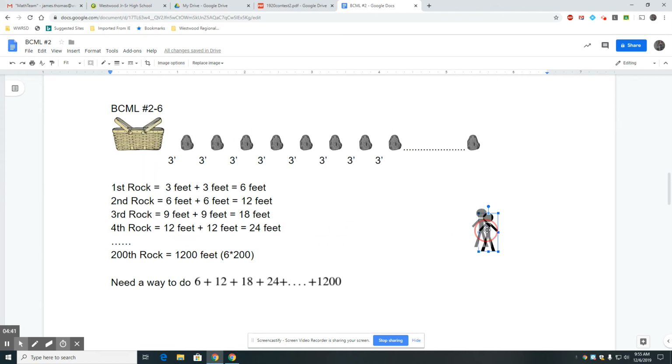And if we see the pattern here, the first rock 6 feet, second rock 12 feet. So the 200th rock, you're going to walk a total of 1,200 feet. So the question is, how do we do 6 plus 12 plus 18 plus 24 all the way up to 1,200 without the calculator?